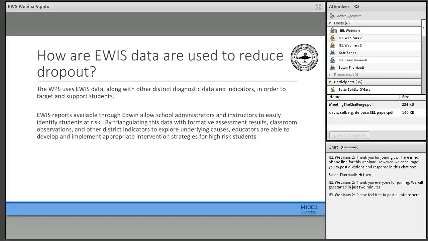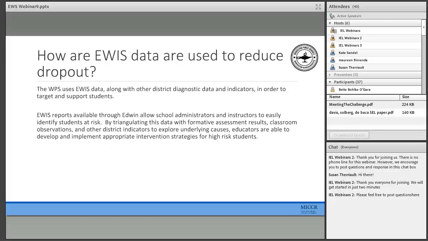Through Edwin, it allows our administrators to easily identify the students at risk, and we combine it with the formative assessments and classroom observations, and we try to look at what the causes are. Then the educators, which might be the focus instructional coach, the ILT team, and the principal, try to do intervention strategies for the high-risk students.